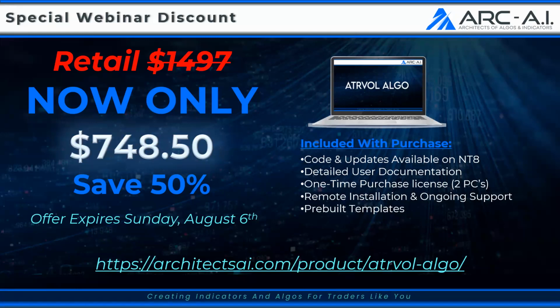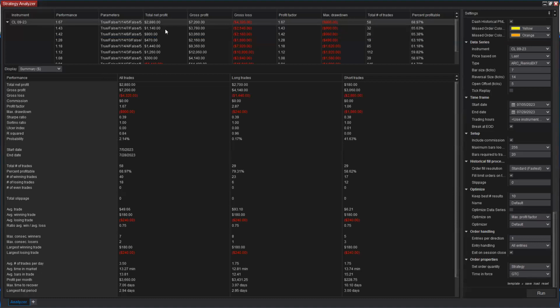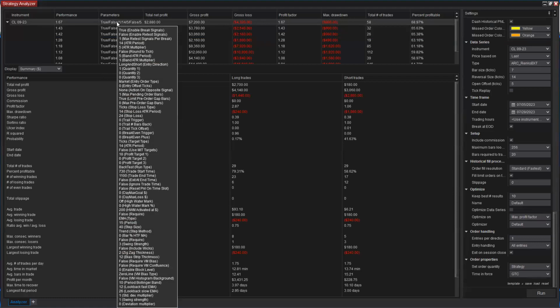Feel free to type any questions that you have as they come up. Here's our backtest results. Did anything change? No, it's exactly the same as it was.